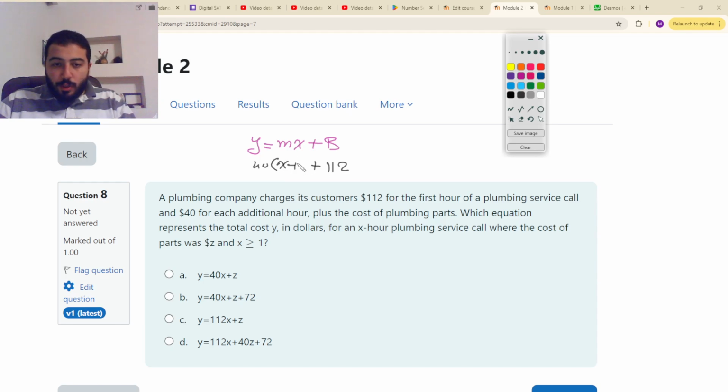So if the plumber worked like 3 hours, he will take the 112, which includes the first hour from the 3, and the rest is 2 hours. So 3 minus 1 is 2. So this is the cost.